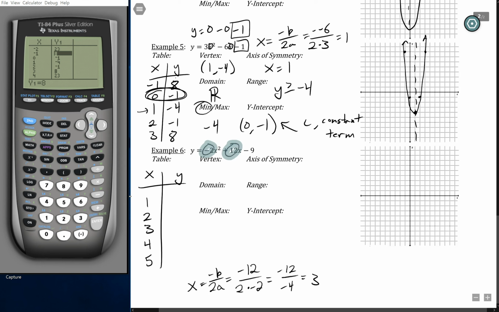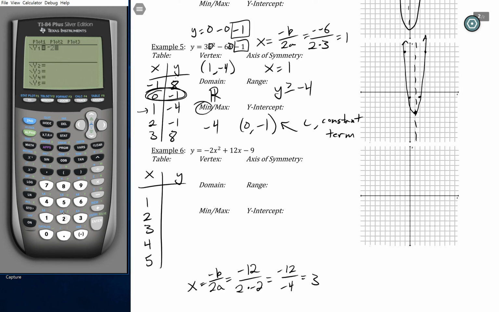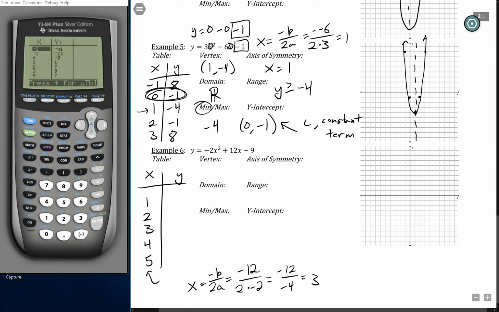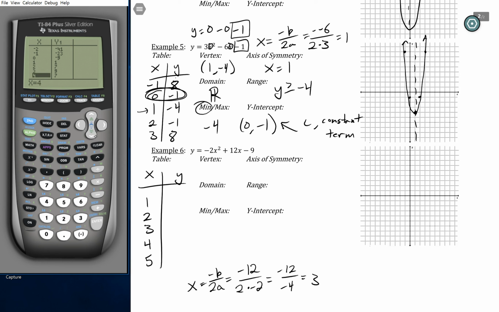And since I'm being a little lazy, let's just type our function into the calculator here. -2x squared plus 12x minus 9. Okay, so let's use the table to get these points. But remember, it's very important to go through the process of figuring out which x-coordinates to plug in. If you just look at the table, you might not get the vertex encapsulated in your points. So let's look at the vertex here.